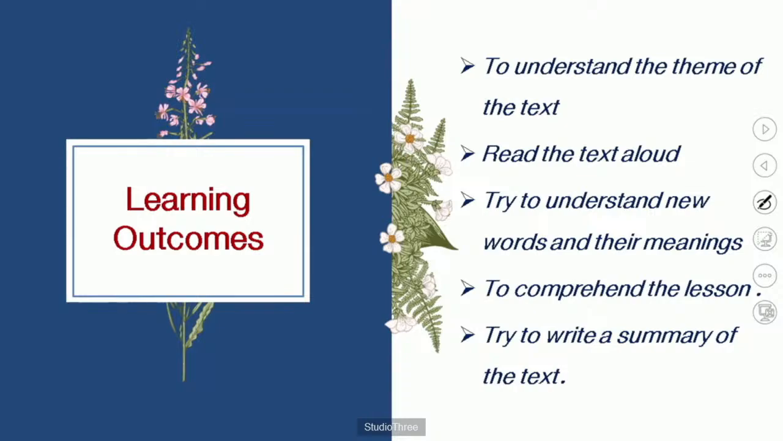The first is to understand the theme of the text. Means we have to understand the theme of this lesson or the text. Then we have to practice. Another outcome is to read the text aloud to understand the comprehension. Means this is a very important skill, reading English with fluency in our own voice. Then the third one is to try to understand new words and their meanings.